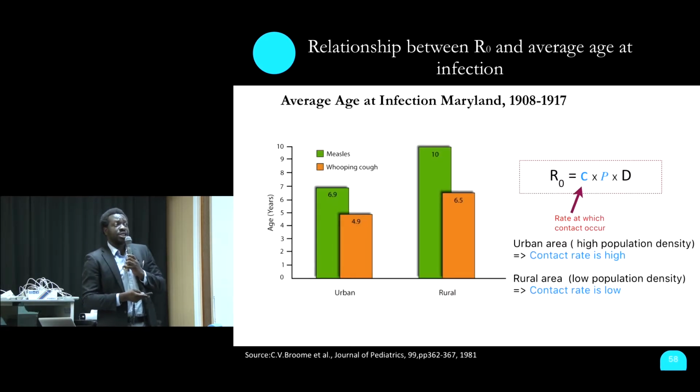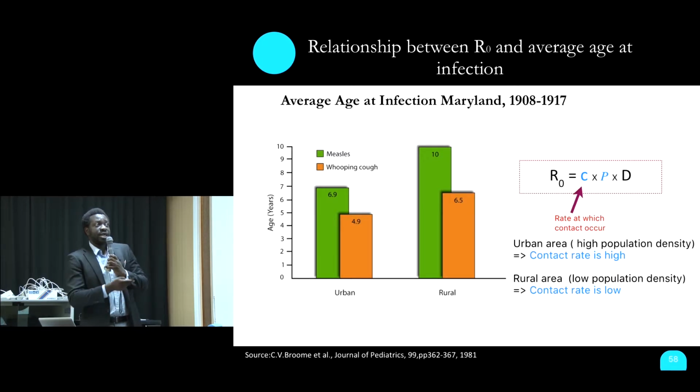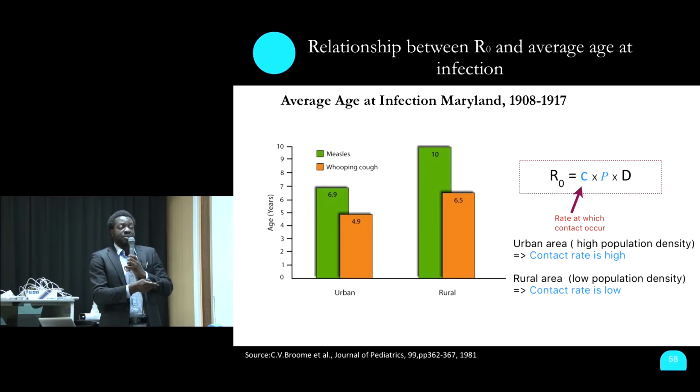Another important relationship to look at is the relationship between R naught and the average age at infection, but based on the settings, urban and rural. For example, you see, in green here, measles. Even for the same disease, the age at infection is different when we are in an urban area compared to when we are in a rural area.